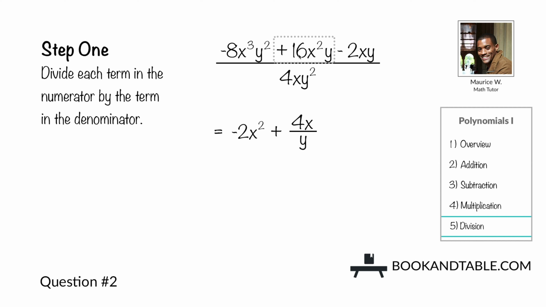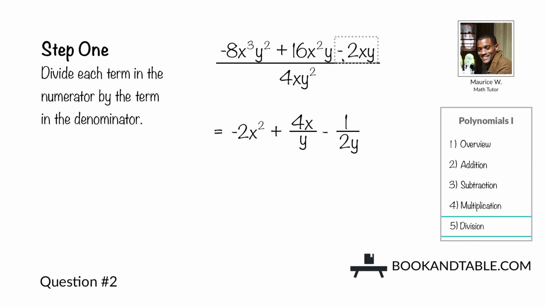Then we go to the next term in the numerator. 16 divided by 4 is equal to 4. X squared divided by x is equal to x. Y divided by y squared would give us y to the negative 1. 1 minus 2 would be negative 1. Y to the negative 1 is equivalent to y to the positive 1 in the denominator. So we get 4x over y.